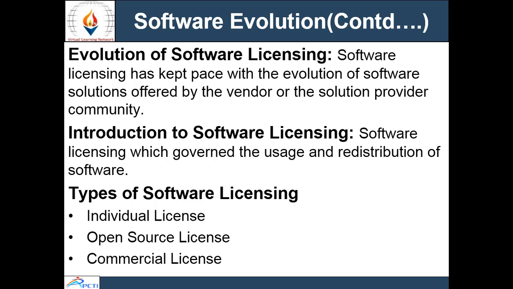Types of software licensing. First one is individual license. It allows you to install the software only on a single standalone machine. Next one is open source license. It grants you the right to freely modify and redistribute the software. Next one is commercial license. These are mostly for large enterprises that use software for commercial purposes.